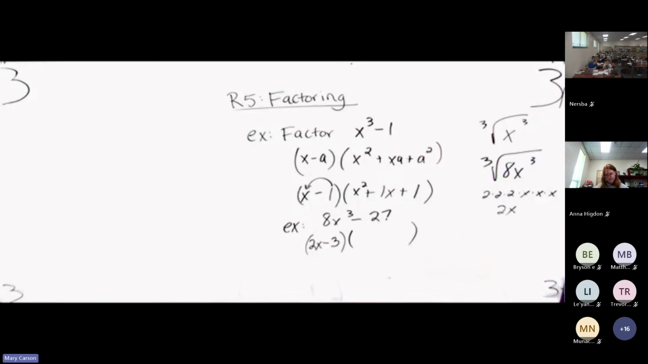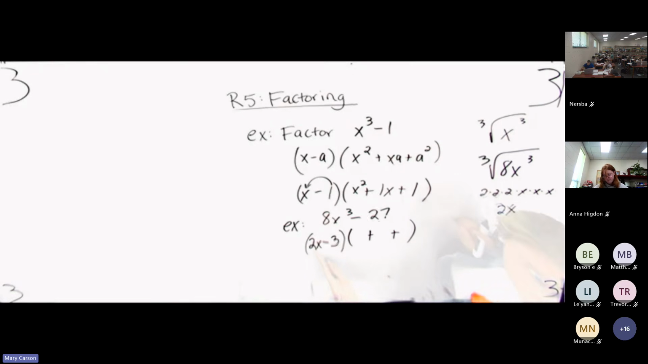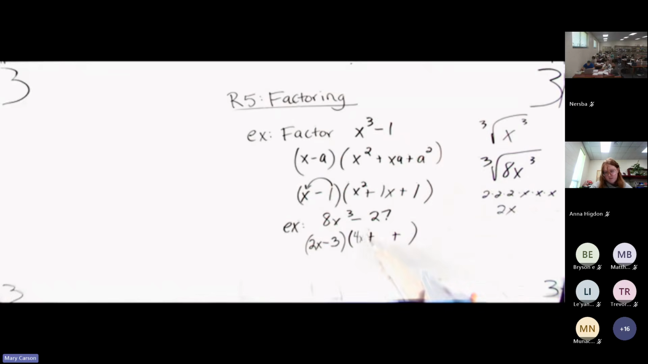How do we get the rest of it? Well, remember, the first sign is going to be minus for difference of cubes, so then this other part's going to be plus. And to fill it in, I square the first term, so what would be 2x squared? 2x squared. Good. 4x squared. Okay, that goes there. I square the last term. That's going to go here.